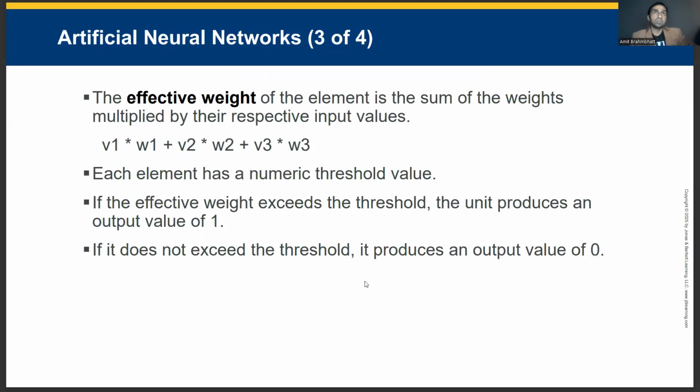Slide 35, Artificial Neural Networks, 3 of 4. This slide explains effective weight and thresholds. The effective weight is the sum of the weighted inputs. If this sum exceeds the threshold, the neuron outputs 1. Otherwise, it outputs 0. Adjusting weights and thresholds allows the network to learn complex decision boundaries.